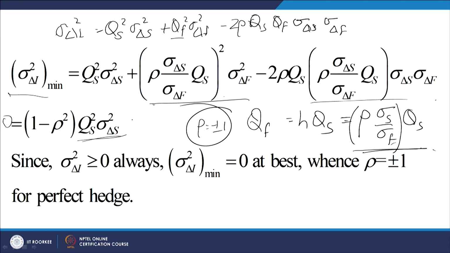In other words, we can create a perfect hedge in a situation where rho is equal to plus 1 or rho is equal to minus 1. That is, the exposed asset and the futures prices are perfectly correlated. Of course, if they are perfectly anti-correlated, you can also create a perfect hedge. I'll come back to it in a minute.